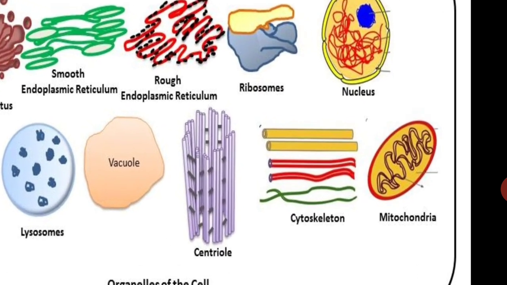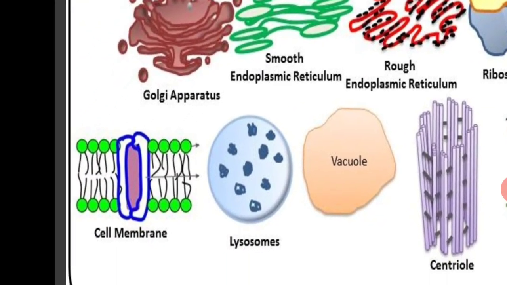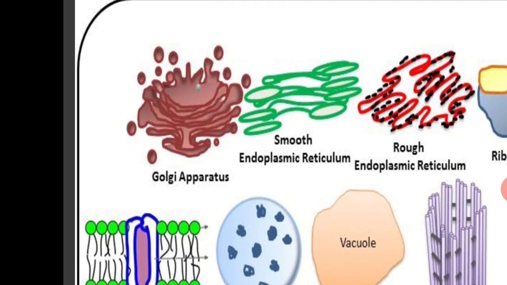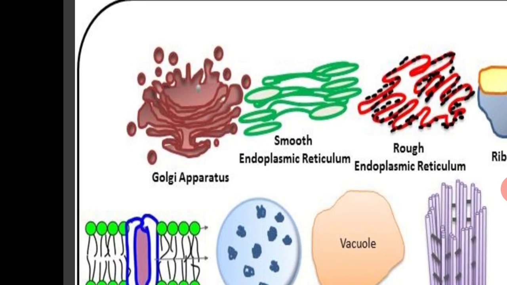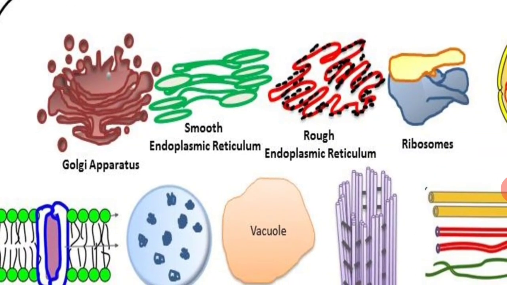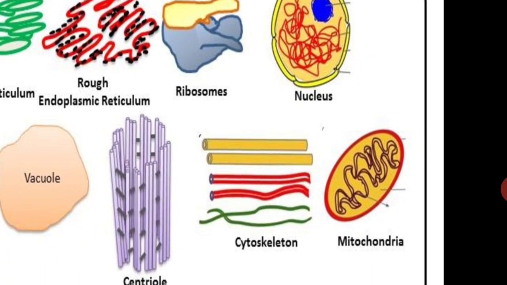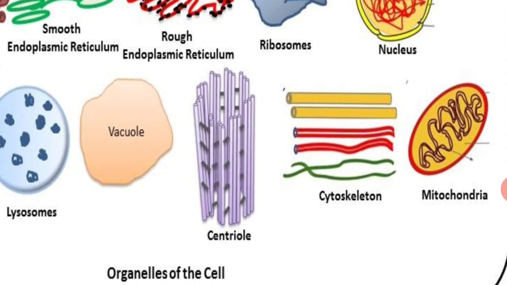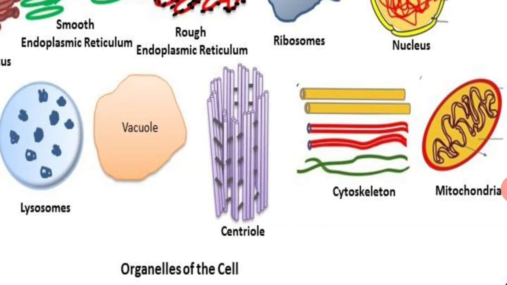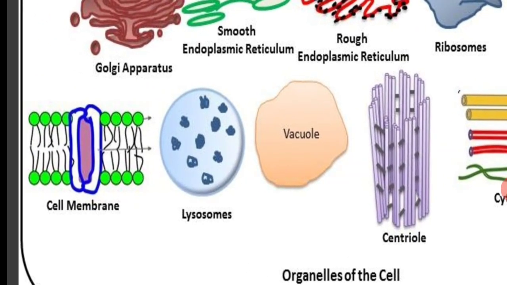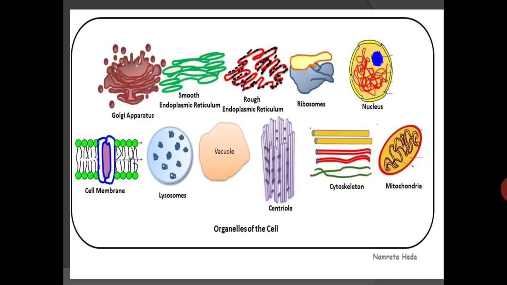You can see in this diagram or picture that these are the organelles found in the cytoplasm, like Golgi apparatus, smooth endoplasmic reticulum, rough endoplasmic reticulum, ribosomes, nucleus, mitochondria, some cytoskeleton, and centriole, which is present in the animal cell. Vacuoles are present in both the animal and plant cell, and also lysosomes and the cell membrane. So these are the organelles that are found in the cell.